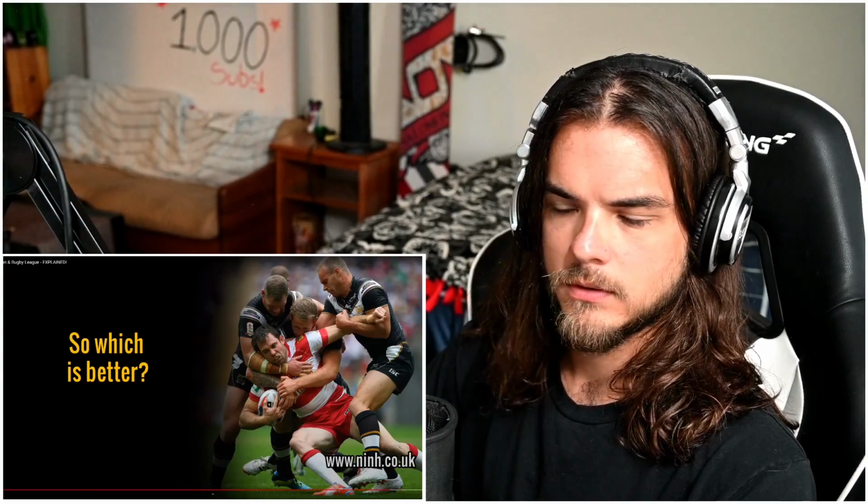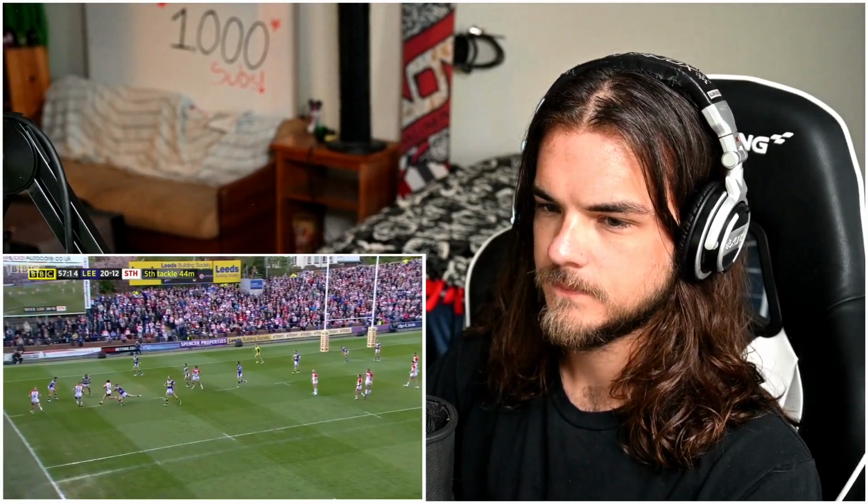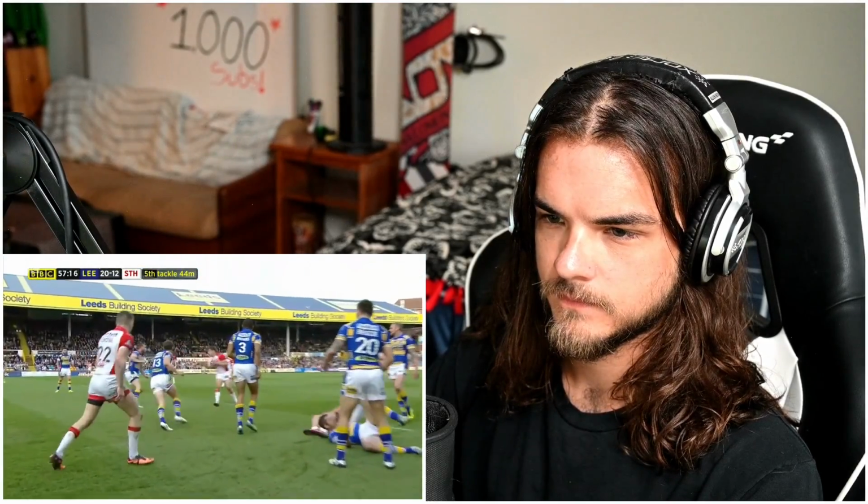So which is better? To answer that question, let's use an analogy of chess and checkers. Real quick, which one is better? Let me know in the comments. Checkers, like rugby league, is a very simple game to understand. Every piece is the same, and they all have an equal role. It's a fast game, and you really don't need to be a genius to understand what's going on.